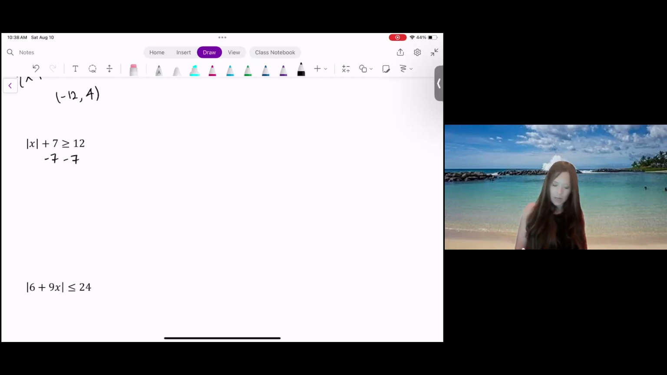Undo the addition by subtraction. I have the absolute value of x is greater than or equal to 5. And I have the absolute value on the left-hand side, which is great, but I have a greater than symbol. So remember, I can't just rewrite it the way that I did before as an and.